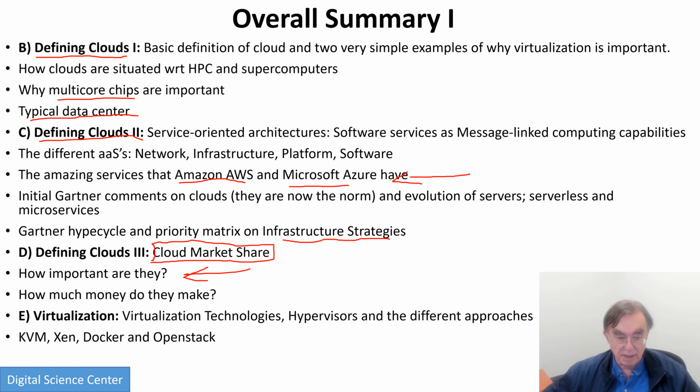Then we go through its first key technology, virtualization, which is done through hypervisors and the various different ways you can do this: KVM, Xen, Docker, which is a container technology, and OpenStack, which is the largest open source virtualization technology. Complete system, rather complicated and too hard for us to use in my research group. OpenStack is just too complicated.